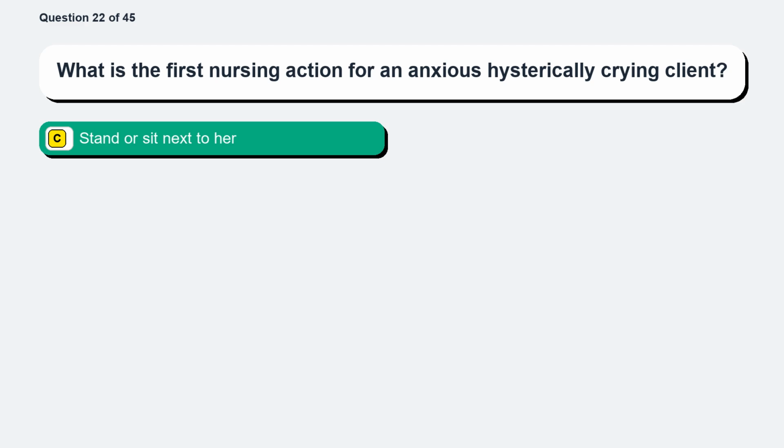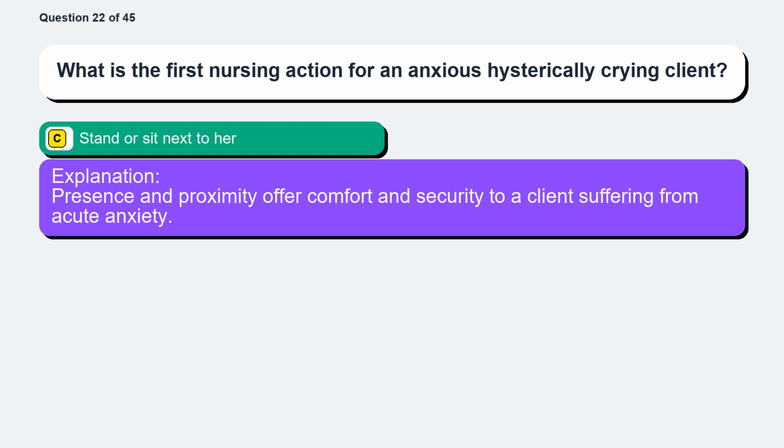The correct answer is option C, stand or sit next to her. Presence and proximity offer comfort and security to a client suffering from acute anxiety.